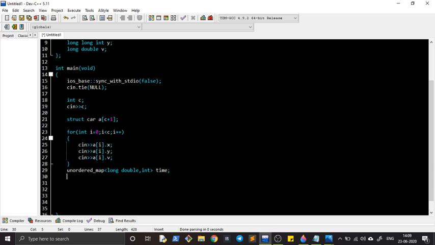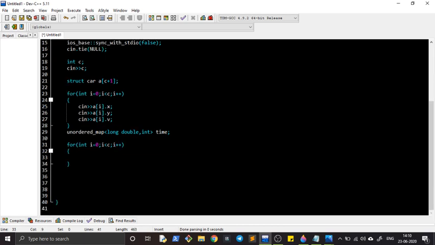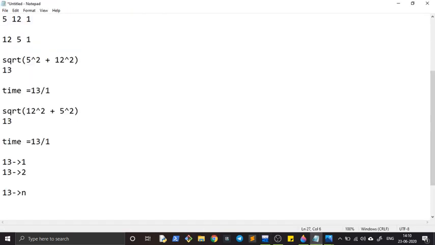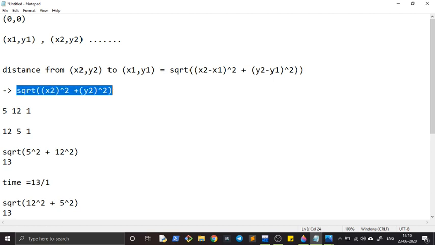So for that, we need to traverse the array of structure once again. We'll traverse it simply once again, for int i equal to 0, i less than c, i plus plus. Now we will calculate the distance. For the distance, as I already showed you, the formula is square root of x square plus y square.